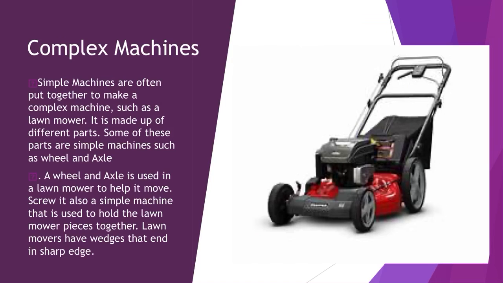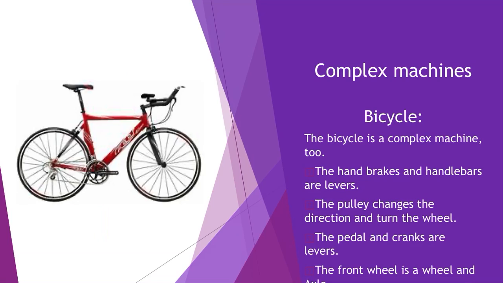Simple machines are often put together to make a complex machine, such as a lawn mower. It is made up of different parts. Some of these parts are simple machines, such as wheel and axle. There is a use of a wheel and axle in a lawn mower, but then there is a screw also. So using 2 or 3 simple machines in one compound or complex machine makes it easier, makes it bigger, and makes it more complex or difficult. And here's an example of a lawn mower. A lawn mower is not a simple machine because it has 2 or more simple machines used in it, which makes it compound. Then the other example of a compound or complex machine is a bicycle.